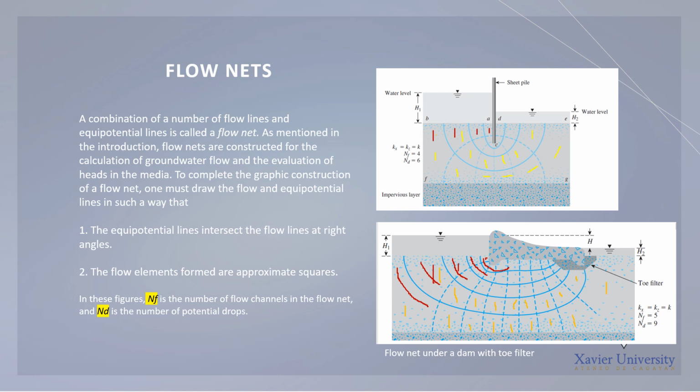So nganong kailangan nato ihapon ang number of flow channels, a number of potential drops rather, or the NF and the ND, because later on in the calculation of the seepage, we will be needing this value, kay naa sila sa mga formula nga atong panggamiton. So that's why it is very much important for us to know how to count, or how to identify the number of flow channels and the number of potential drops.